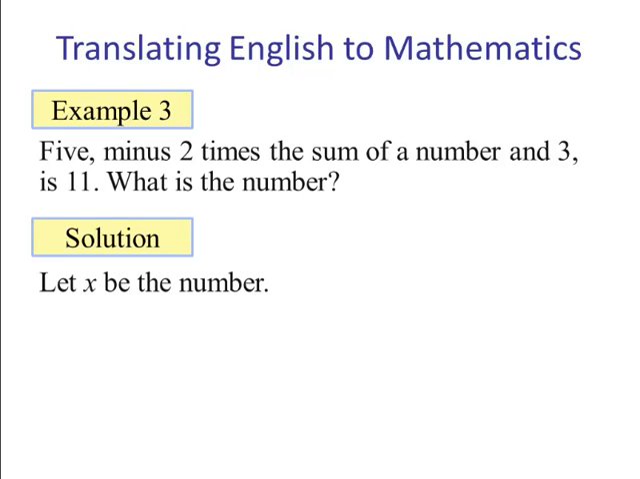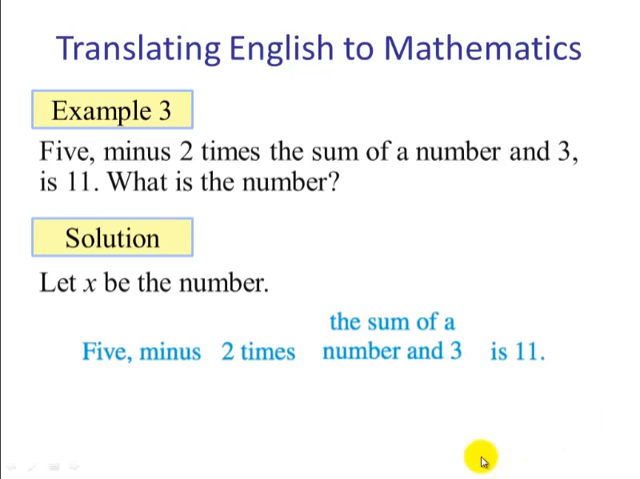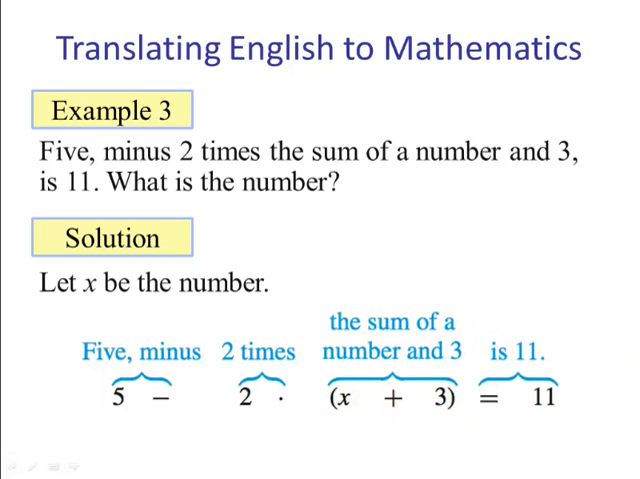Let's break this English expression into a mathematical equation. We're going to let x be the number. So we have 5 minus 2 times the sum of a number and 3. Sum means we add. So a number is x, so this becomes x plus 3. Is means equal sign, is equal to 11.